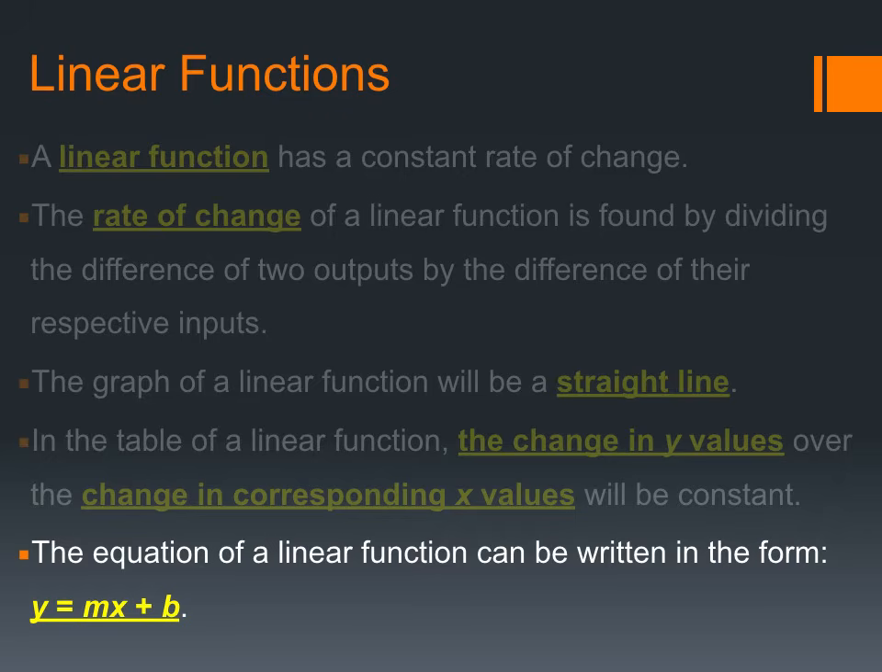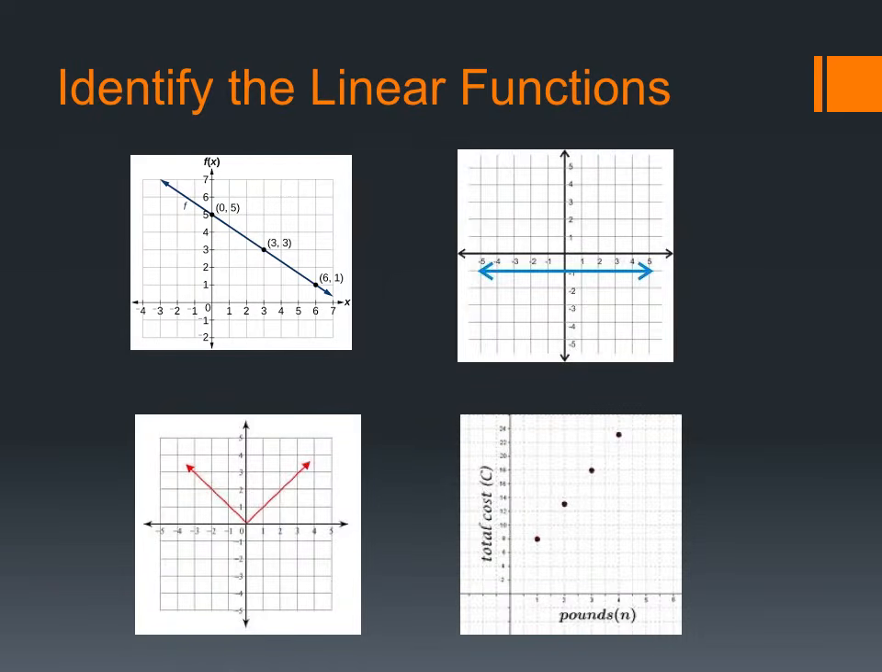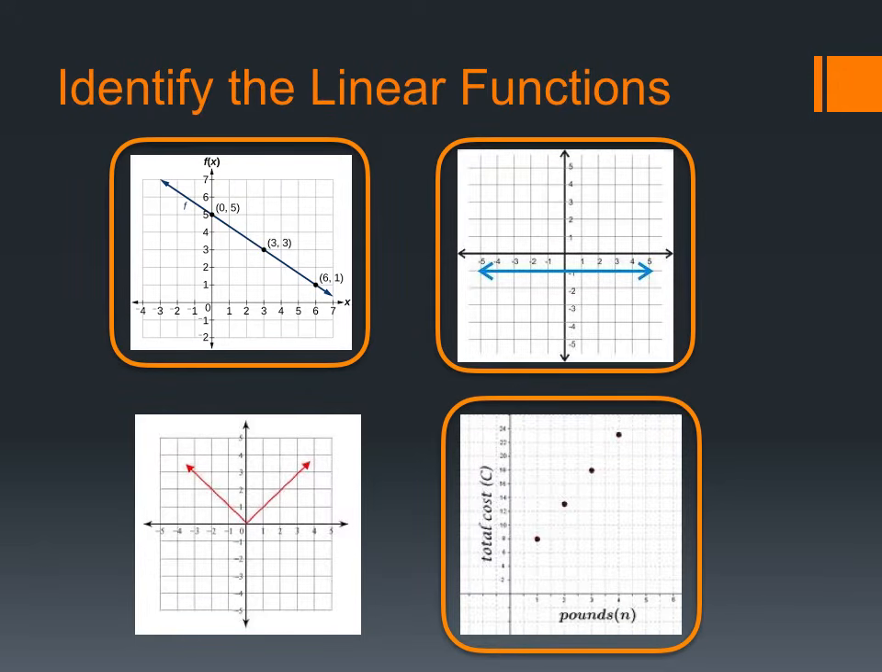Now we'll look at some graphs and we'll decide which of these graphs are linear functions. Linear functions can be continuous or discrete. So we're looking for graphs where it is a straight line and it has a constant rate of change. So there are three linear functions here.